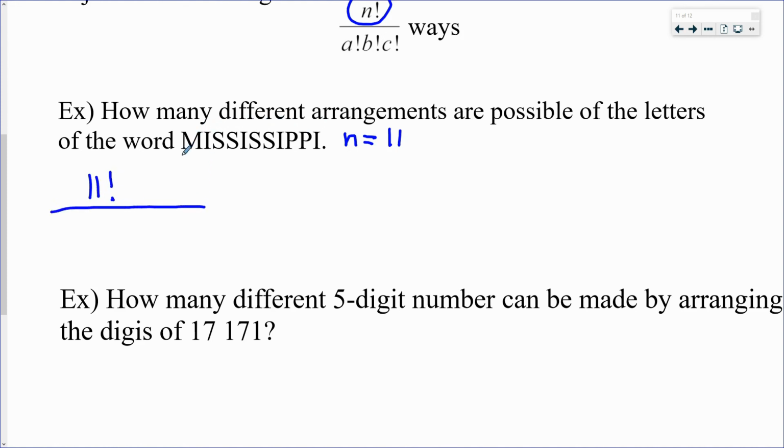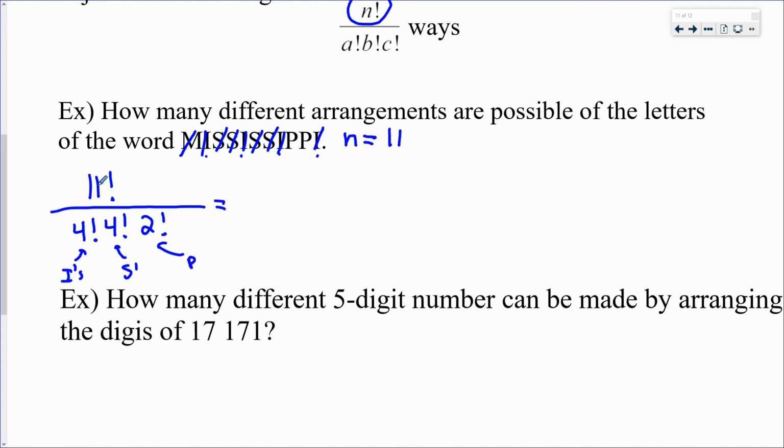okay, we got 1 m, so that's fine. But we got 1, 2, 3, 4 i's. So we're going to divide by 4 factorial because we got 4 i's. We got 4 s's, 1, 2, 3, 4, and there's 2 p's. So this is for the i's, this is for the s's, and this is for the p's.